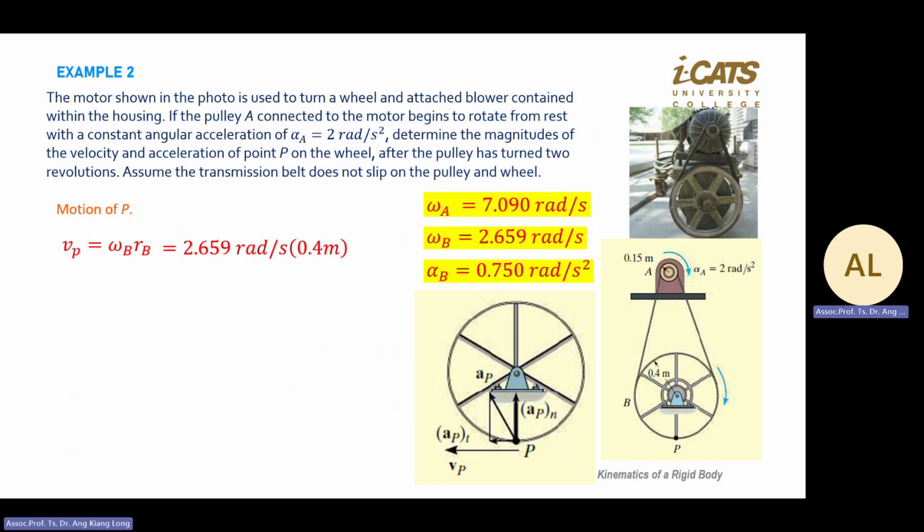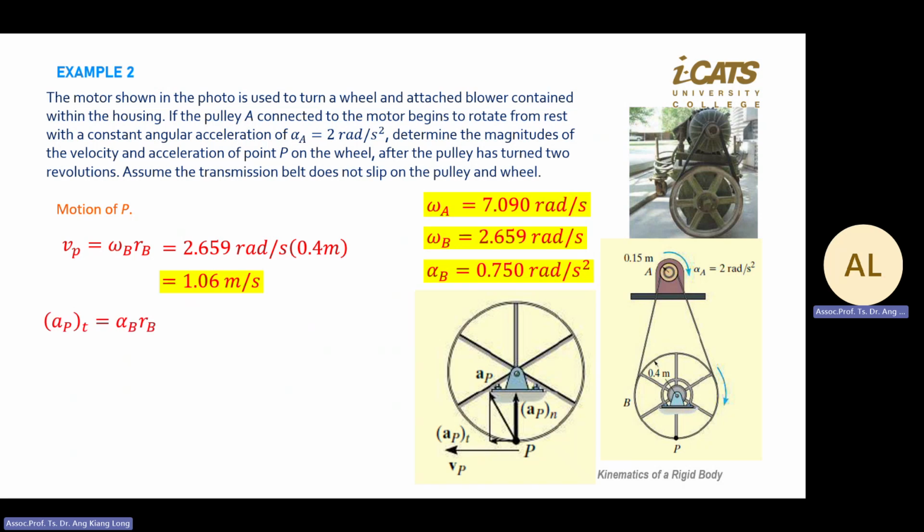So omega B you defined just now. R is given in the diagram. So omega B 2.659 multiplied by 0.4, you get VB. This velocity here, from chapter 1 to 3, is linear motion. It's what you can read from your instrument. Your instrument does not give you angular acceleration or velocity. Your instrument gives you velocity.